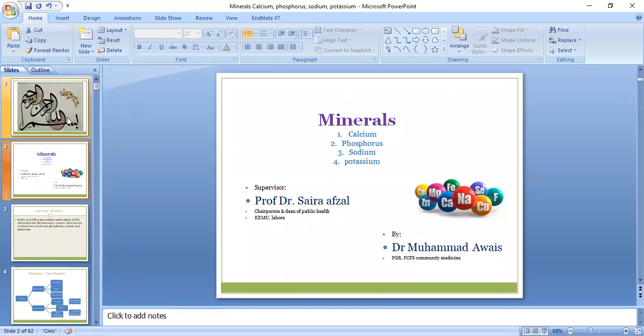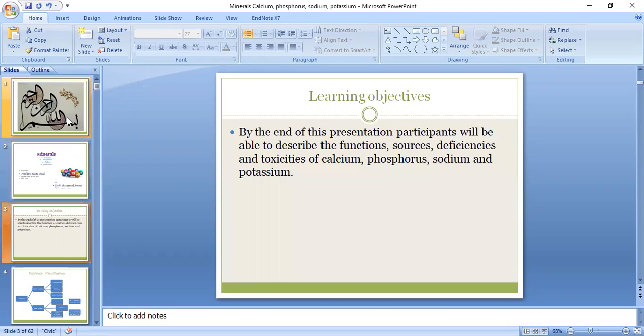Bismillahirrahmanirrahim. Today the topic of discussion is minerals: calcium, phosphorus, sodium and potassium, under the kind supervision of Professor Dr. Saira Afzal. By the end of this presentation, participants will be able to describe the functions, sources, deficiencies and toxicity of calcium, phosphorus, sodium and potassium.